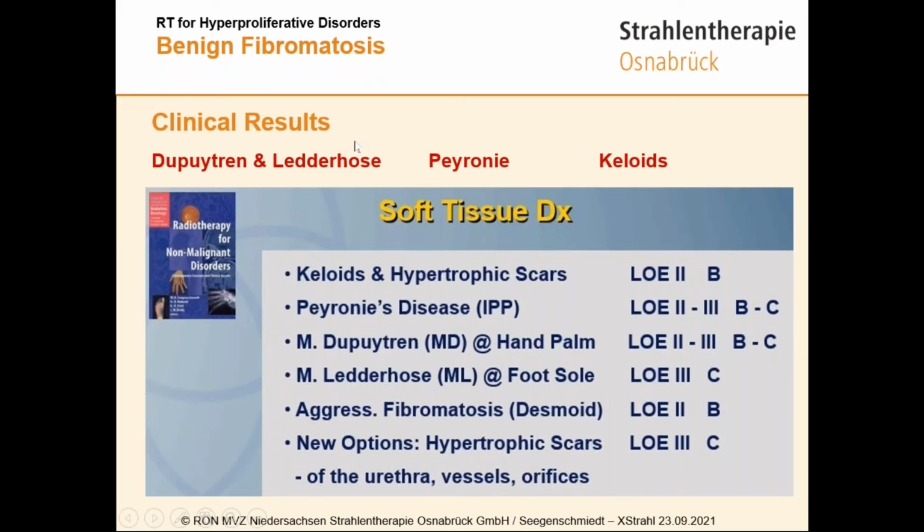So coming to an evaluation of the level of evidence, due to the lack of randomized studies, usually keloids and hypertrophic scars, the evidence for radiotherapy is in the level of 2B, Peyronie's 2 to 3, B to C, Dupuytren and Lederhose in the level of 2 to 3, B and C.